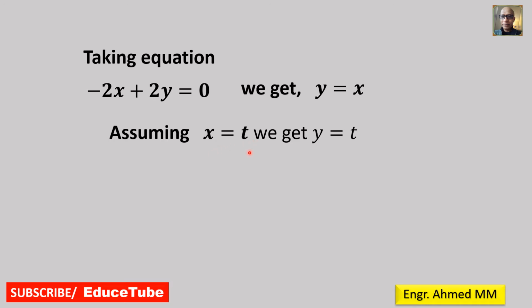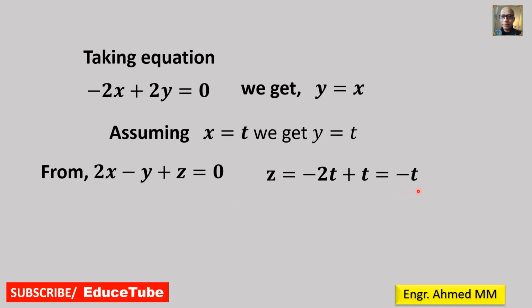So x equal to t means we can write y equal to t in place of x, so it will be y equal to t. Now we got x in terms of t, y also in terms of t. Now we need z in terms of t. So what we will do, we'll bring another equation from the previous slide, this one. Putting the values of x and y, we get the value of z in terms of t, and we got it, z equal to minus t.